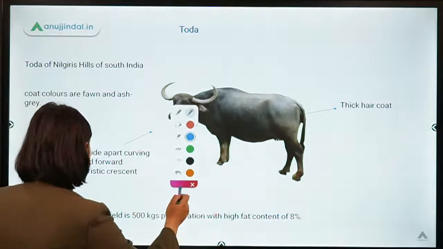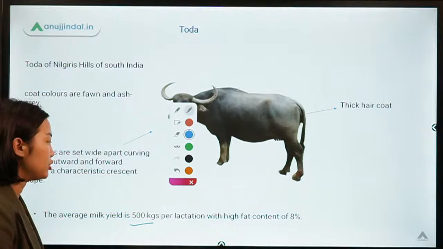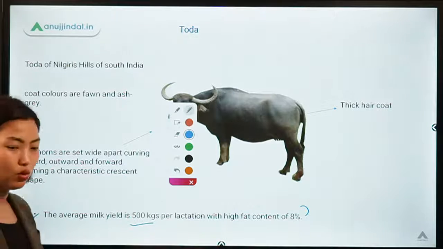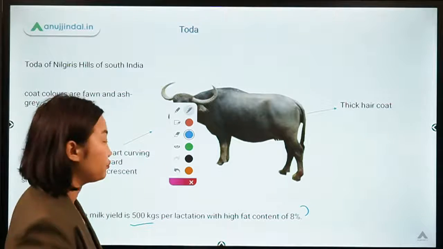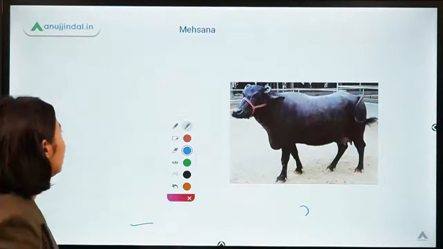Coming to the average milk yield, it is only about 500 kilos per lactation with a high fat content of about 8%. So they give a low yield of milk with a high fat content.